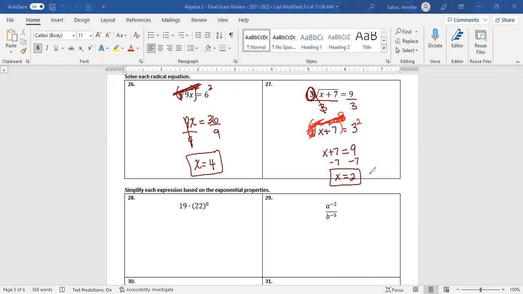Now I know we can see problems 28 and 29, but I'm going to clear out 26 and 27 and just scroll down because we're just discussing a lot of exponential properties in the next few problems.